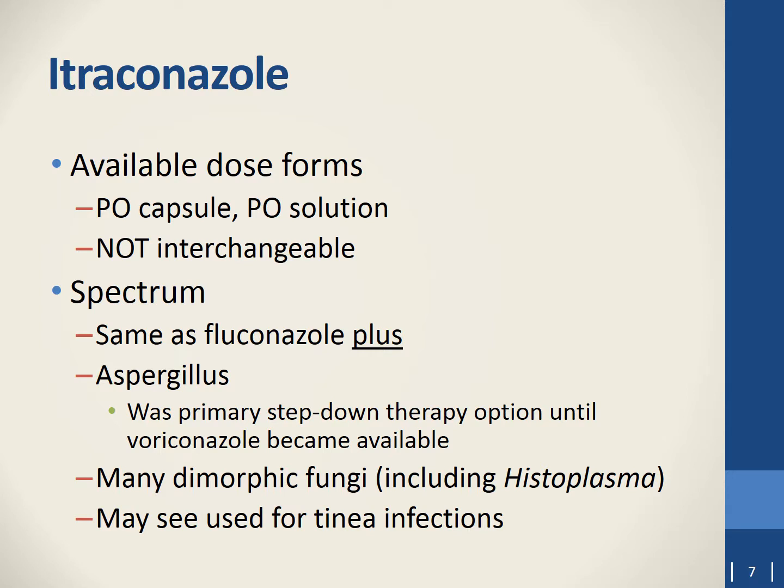Itraconazole was actually the primary step-down therapy option until voriconazole became available. Itraconazole has some clinical issues that we'll talk about on an upcoming slide that make it a little bit less attractive than voriconazole now for treating Aspergillus. It also covers many of the dimorphic fungi, such as Histoplasma, again, which is an endemic fungus to the Midwest, to the Mississippi River Valley. And you may see it used also to treat tinea infections. Itraconazole is often seen if you have a patient that presents with tinea.